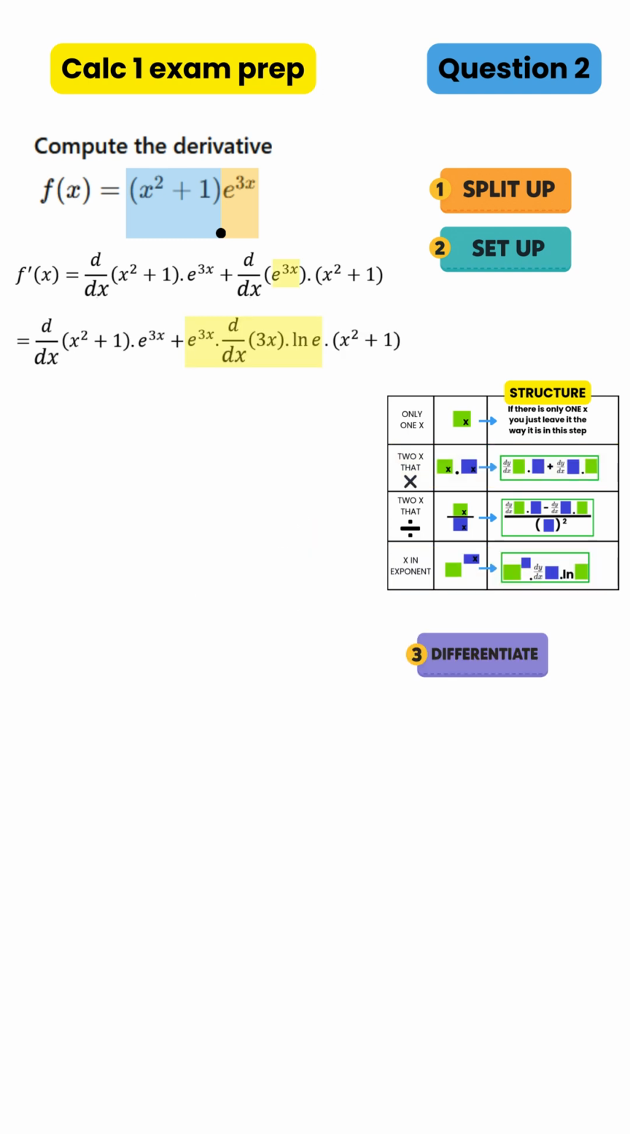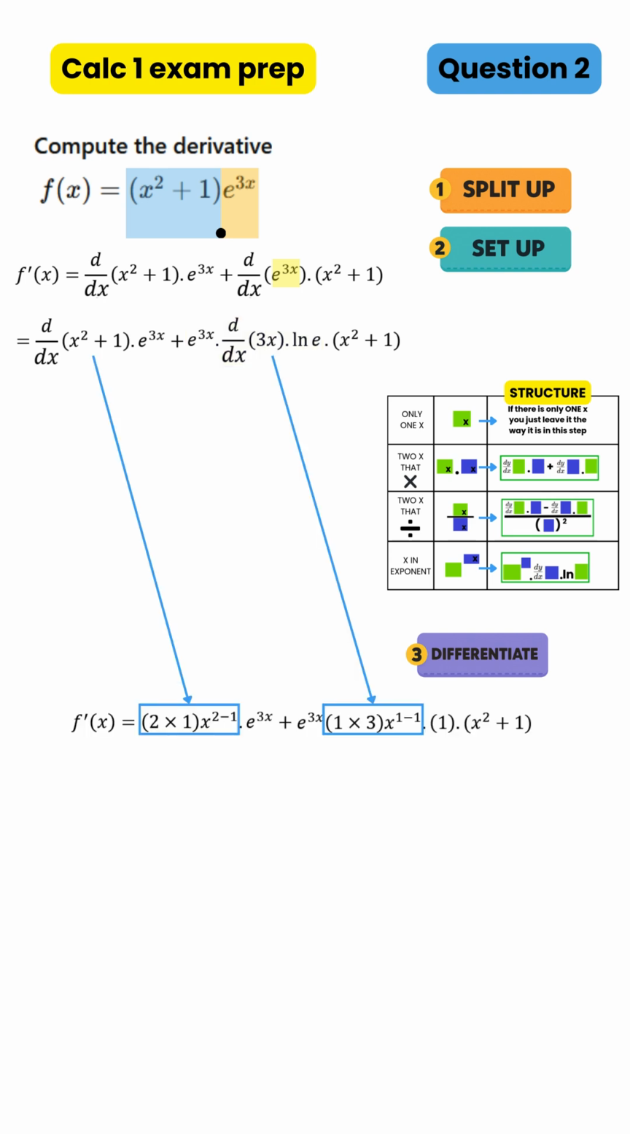The last step is differentiate. We only differentiate the parts with the d dx. These are simple functions, so we can use the circle trick to differentiate quickly, simplify the answer wherever we can, and we're done. Watch the full differentiation game plan video on our channel.